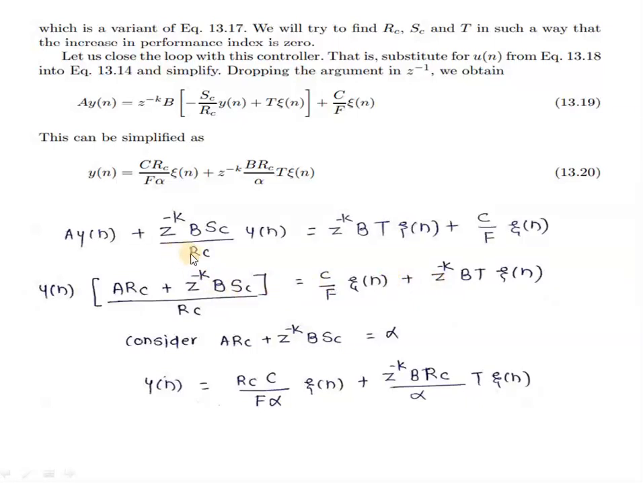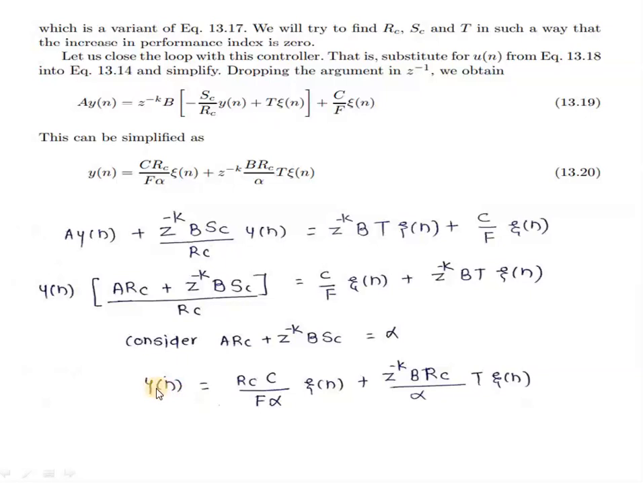Now from this RC we write it with the a, that is, it comes out as a into RC plus z raised to minus k b into SC divided by RC. We assume that this a into RC plus z raised to minus k into b into SC is equal to alpha. Instead of this whole term, we have just assumed it equals alpha. That's why this equation comes as y of n into alpha by RC is equal to c by f into z of n plus z raised to minus k b into t into z of n.